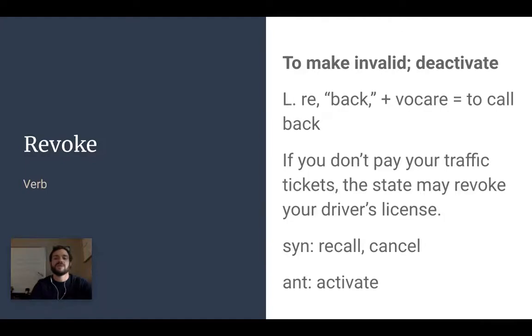If you don't pay your traffic tickets, the state may revoke your driver's license. The state gave you this driver's license, but they may revoke it. They may make it invalid. Synonyms include recall or cancel.